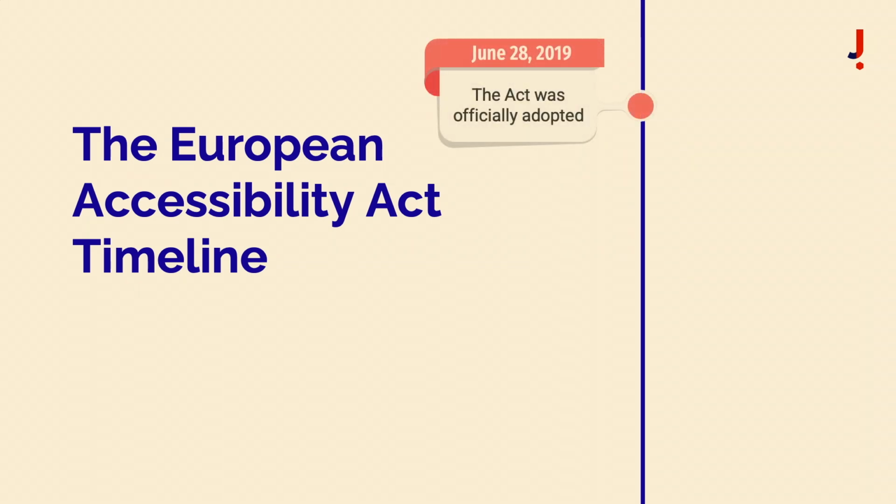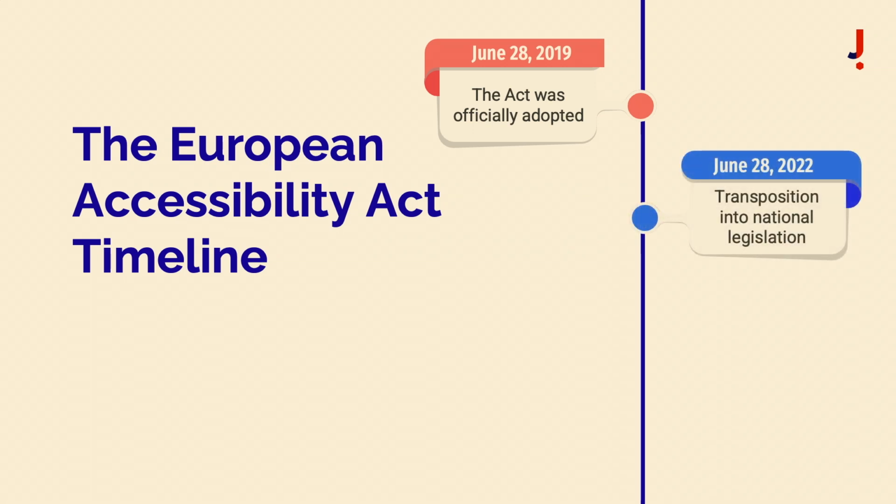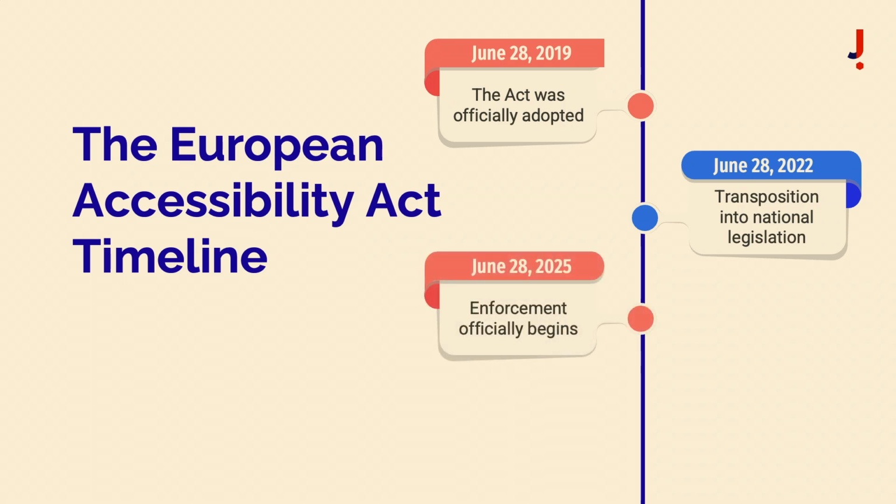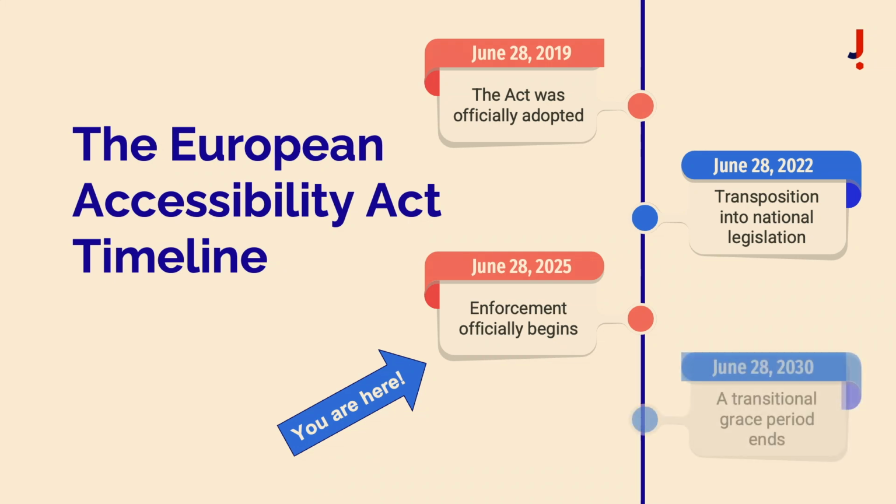So long story short, in 2019 it was officially adopted. In 2020 it was transposed into national legislation, and on June 28 this year it was officially enforced, which means that from this date onward, any website that is in the scope of the European Accessibility Act, and we're going to talk about the scope in the next slide, must be compliant. If the website launched prior to this date, there is a 5-year transitional grace period for you to become compliant.